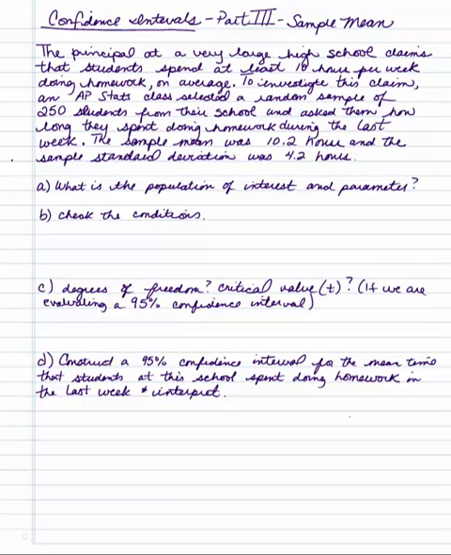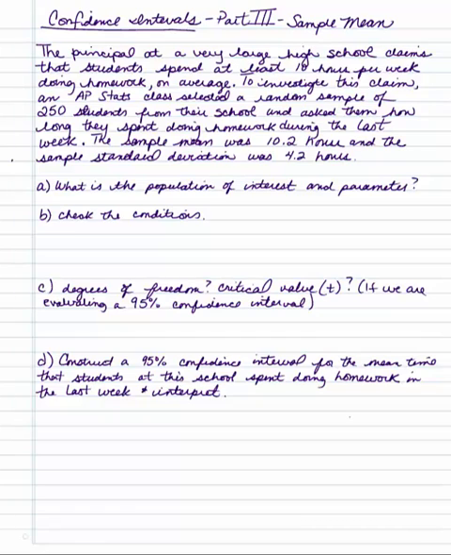A principal at a very large high school claims the students spend at least 10 hours per week doing homework. Same type of questions as before from the notes yesterday or connected to this. We've got a sample of 250 students from a very large high school. 10.2 hours is the sample mean. Sample standard deviation is 4.2.